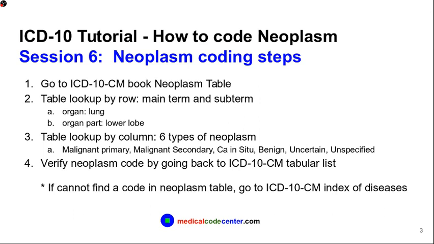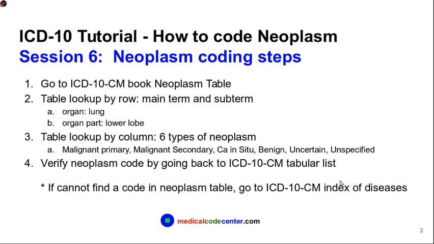For neoplasm coding, we usually have 4 steps. Step 1 is to go to the ICD-10-CM book and find the neoplasm table. The second step is to do the code lookup by row. So you look for the main term or subterm from the row of the table. For example, you look for lung as the main term, and then under lung, you look for lower lobe as the subterm. Once you find the row, the next step, step 3, is to find the column.